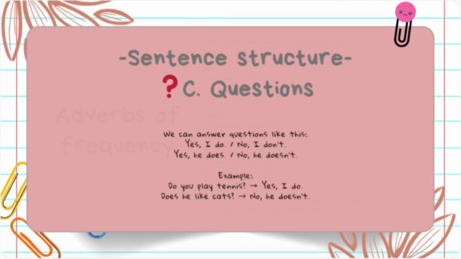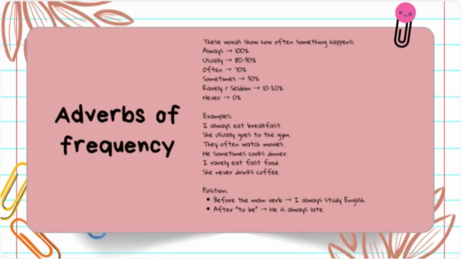Frequency adverbs. These show how often we do something. Always, 100%. Usually, 80 to 90%. Often, 70%. Sometimes, 50%. Rarely or seldom, 10 to 20%. Never, 0%. Examples, I always eat breakfast.